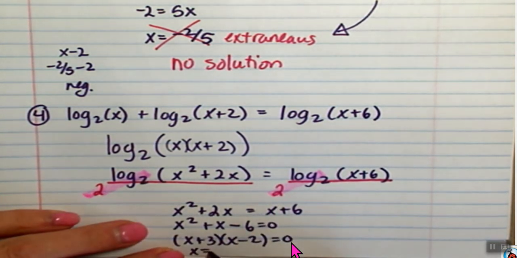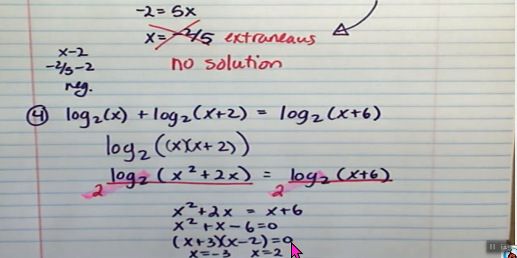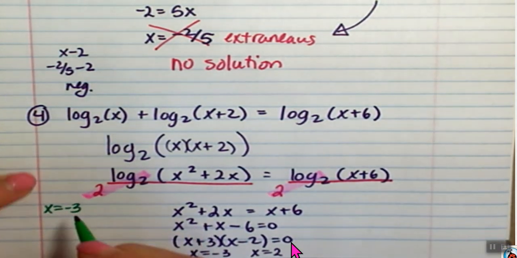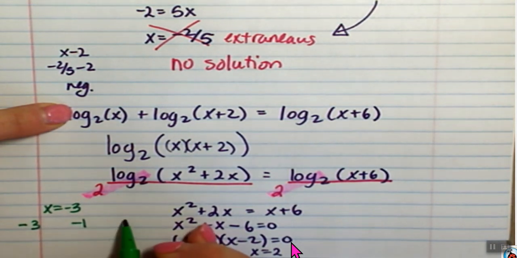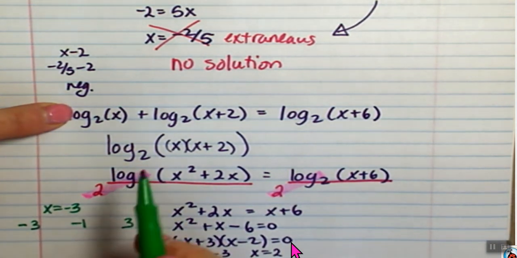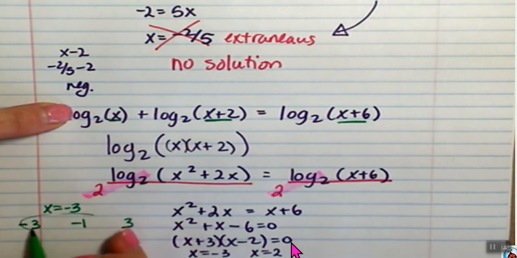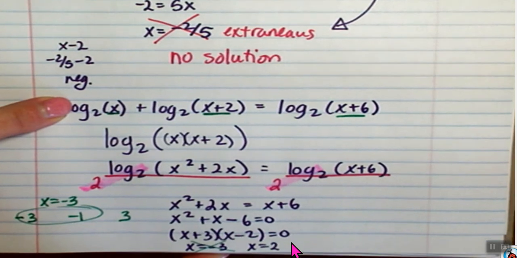Okay, x equals negative 3, x equals positive 2. Okay, so I'm going to check this in green because I'm a little bit out of space. So x equals negative 3. So I get negative 3, negative 1, and 3. See this? I was checking this part right here. And this is negative. So this ends up being an extraneous solution.